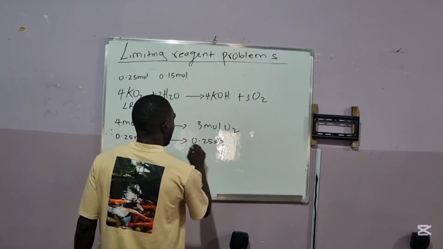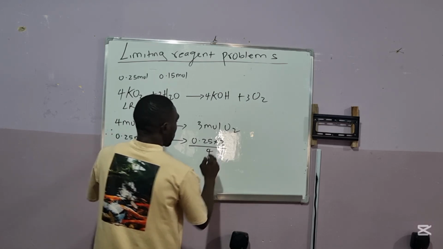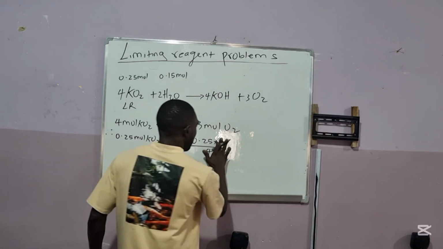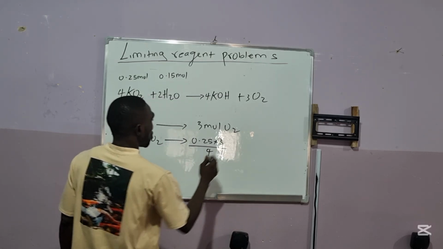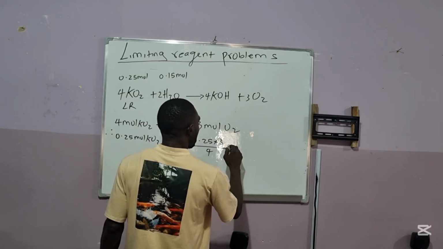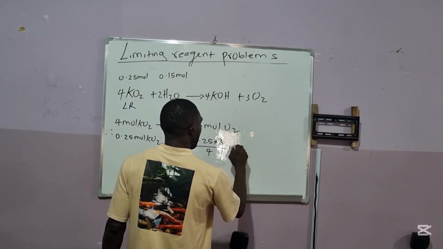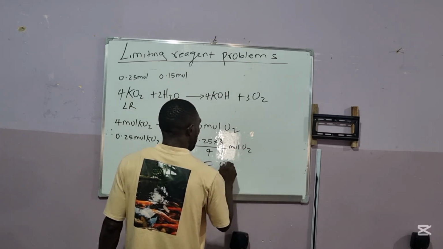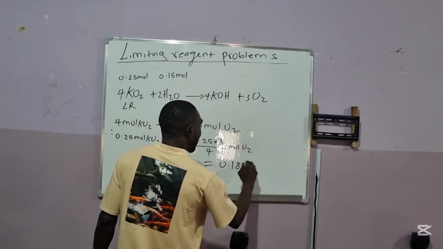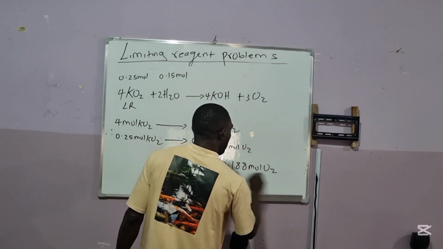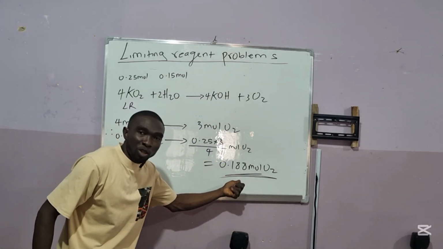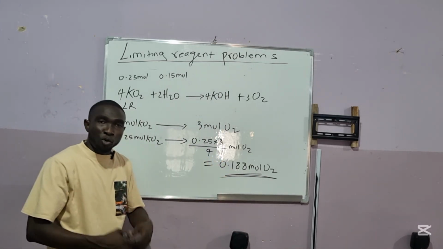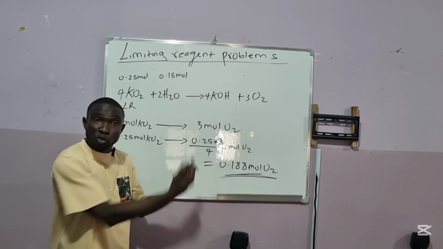Times 3, right? Divided by 4. Does that make sense? Let me write this well. So what are we going to have here? That's equal to 0.188 mole of what? Oxygen. Now pay attention here. We just got the amount of oxygen that can be produced from this reaction.